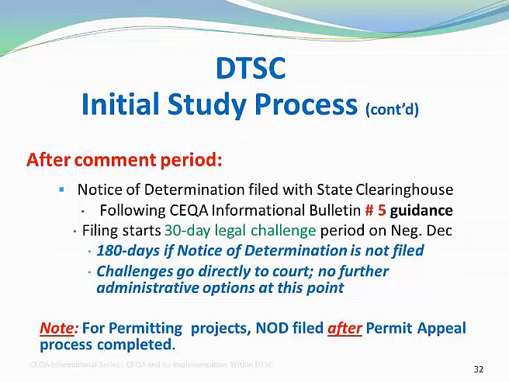The notice of determination filing with the State Clearinghouse starts the 30-day legal challenge period on a negative declaration. Otherwise, the challenge period extends to 180 days if the notice of determination is not filed. Note that CEQA challenges go directly to court, and no further administrative options are available at that point. Also note that for permitting projects, the notice of determination is filed after the permit appeal process is completed.